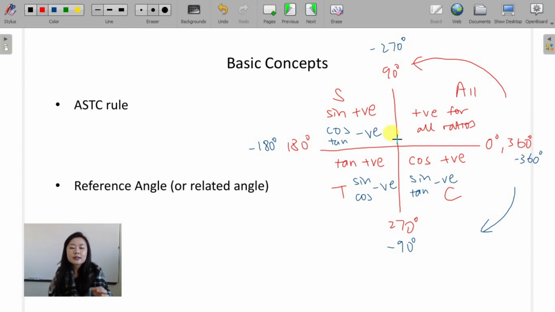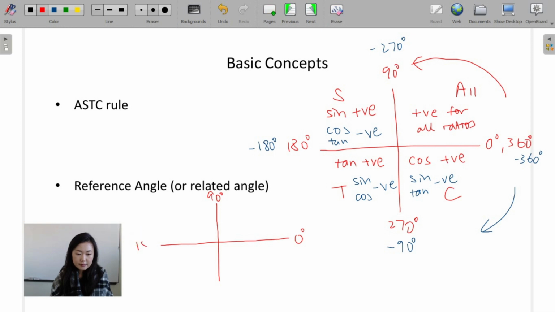Now, the second concept is the concept of a reference angle or related angle. So, let me give you an example. Let's think about the angle 120 degrees, okay? So we start counting from here. All right, so 120 degrees is from 0 into the second quadrant, so that's 120 degrees. So what is termed the reference angle is that acute angle it makes with the horizontal axis. All right, so if you go 180 minus 120, oops, sorry.